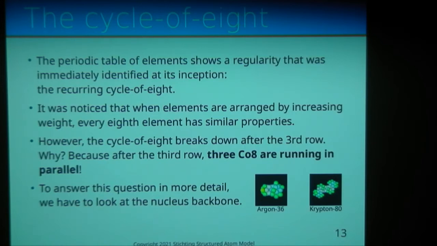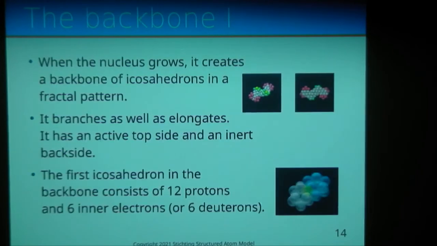We need to look at the backbone of the nuclei. Heavier elements have at their base a combination of multiple icosahedron structures sharing a connecting pep. As a consequence, the growing nucleus creates a backbone of connected icosahedrons in a fractal pattern. The structure branches out as well as elongates to prevent colliding branches as long as possible. Because of the positioning of the growth points, the overall structure has an active topside and an inert backside.